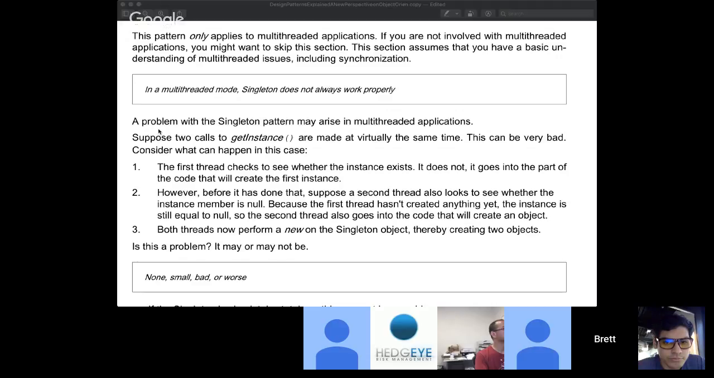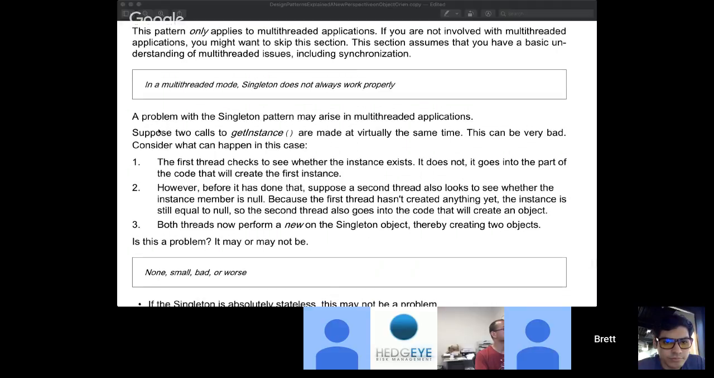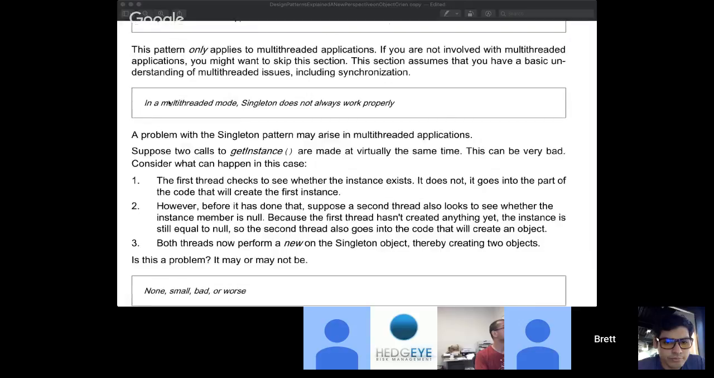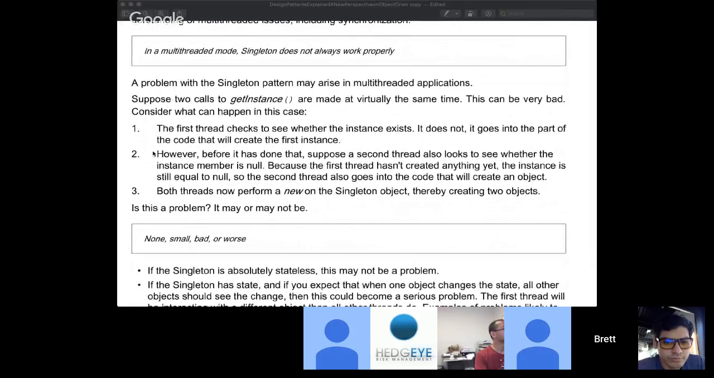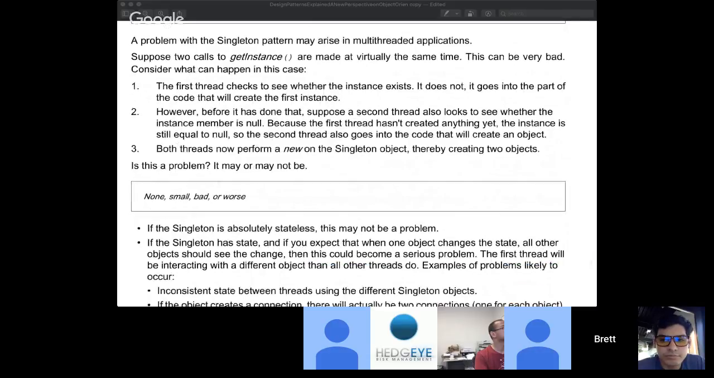That helped me. Okay, so yeah, it says skip this if you don't have to worry about multi-threading, but we'll go over it. Basically, they go into the details. I think it's all pretty obvious, but suppose two calls to getInstance are made at virtually the same time.